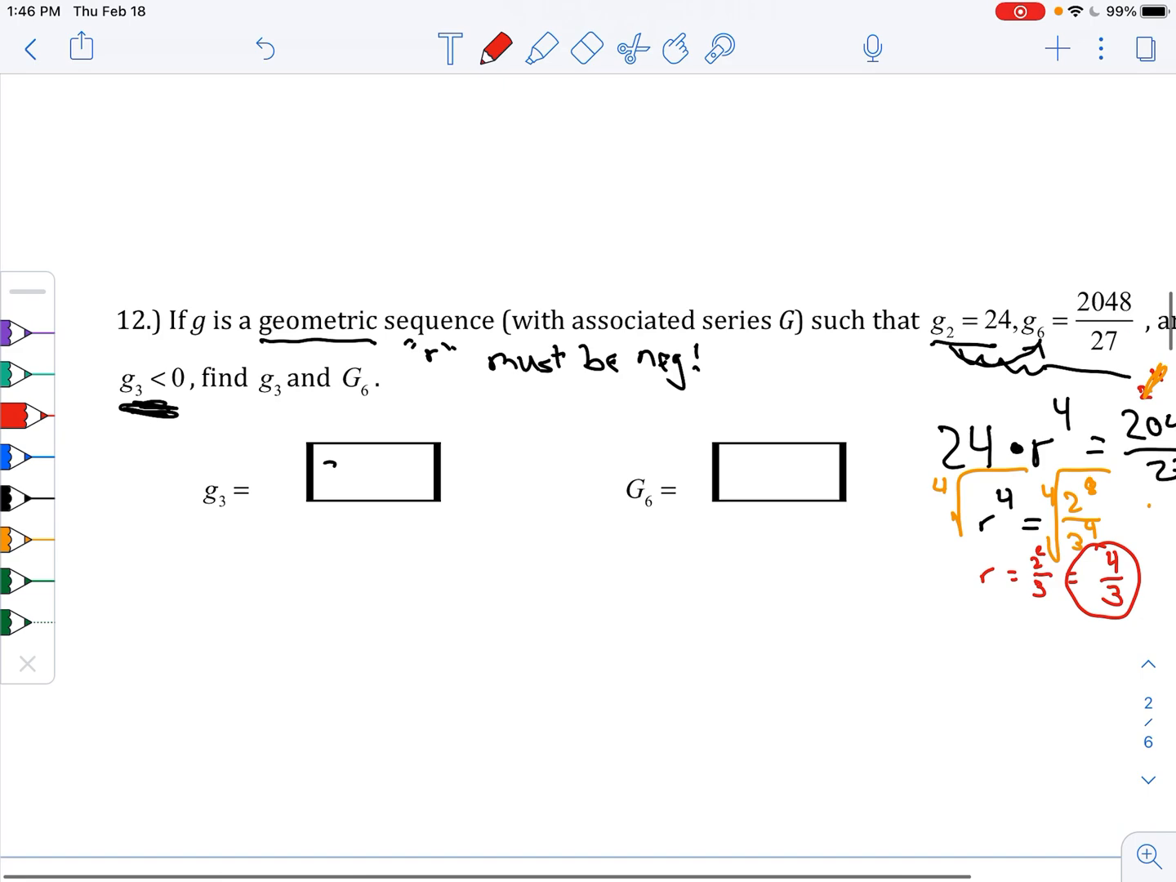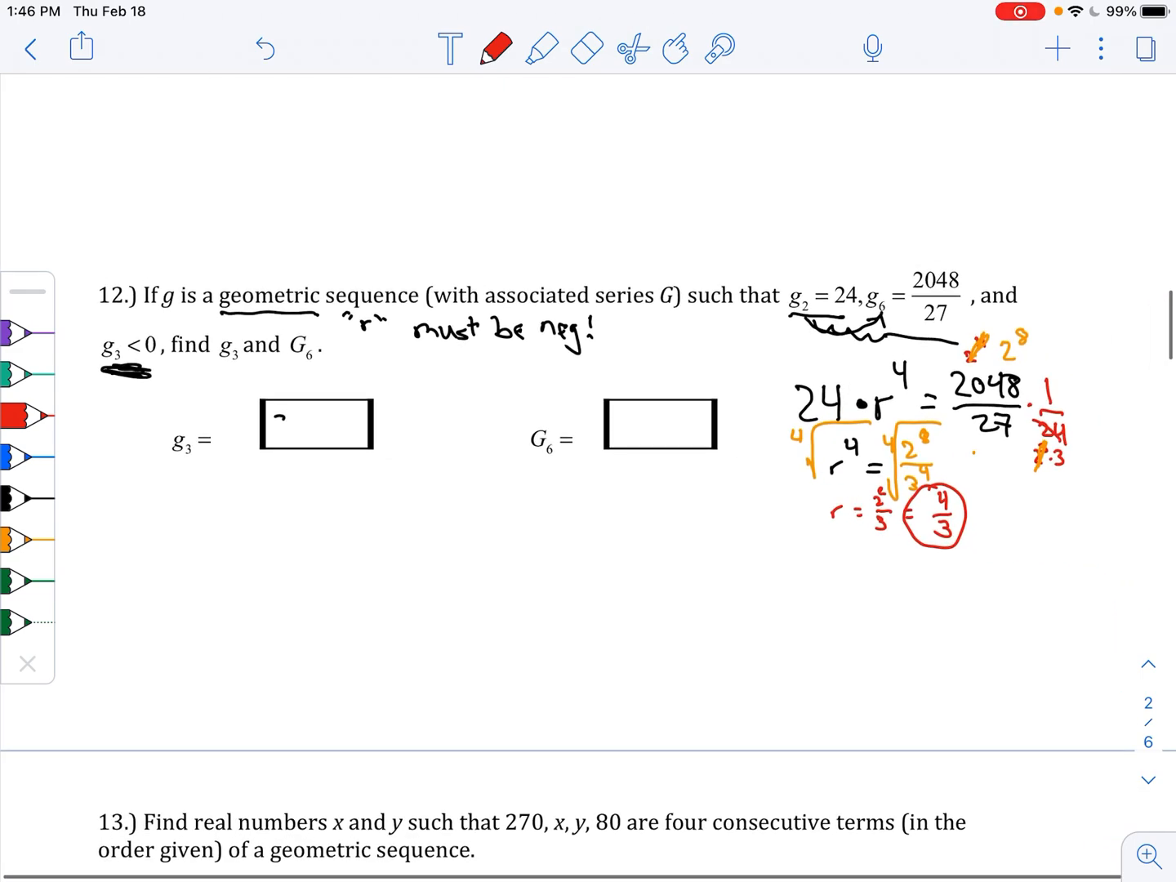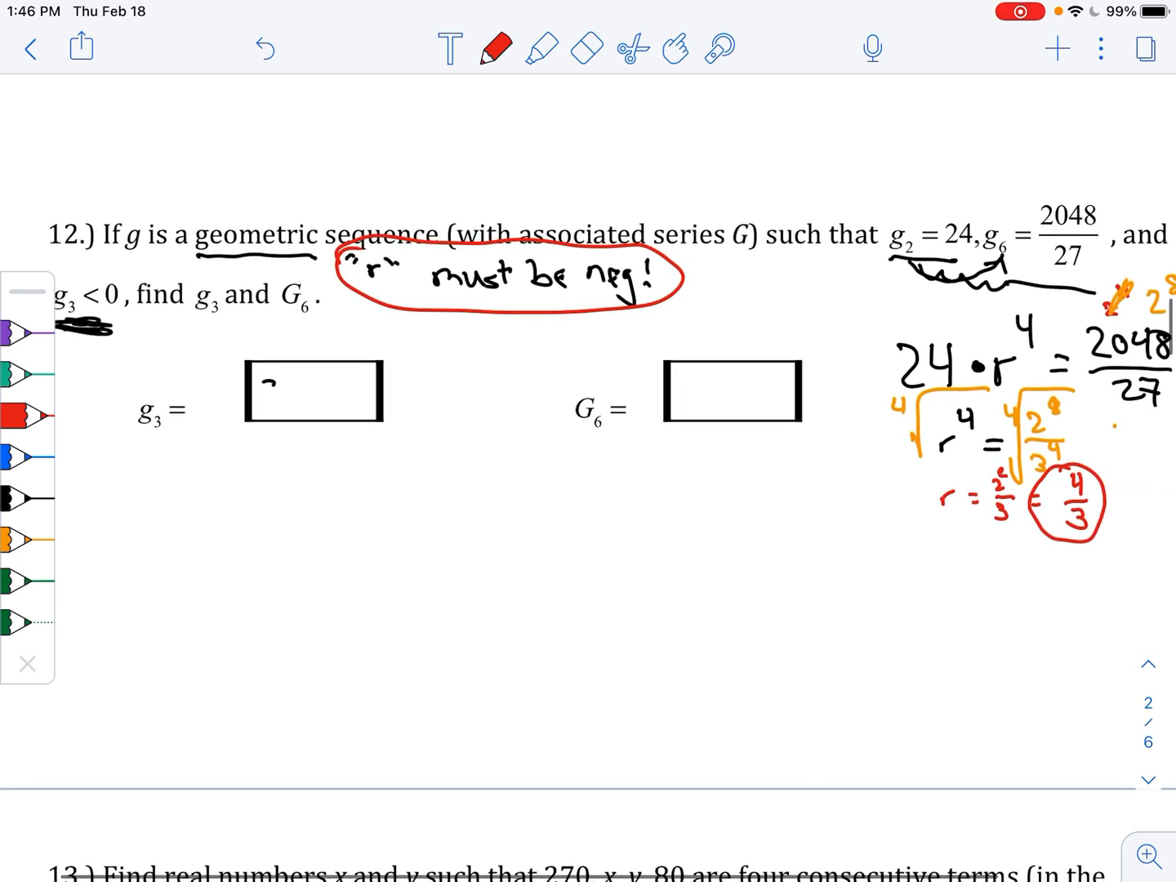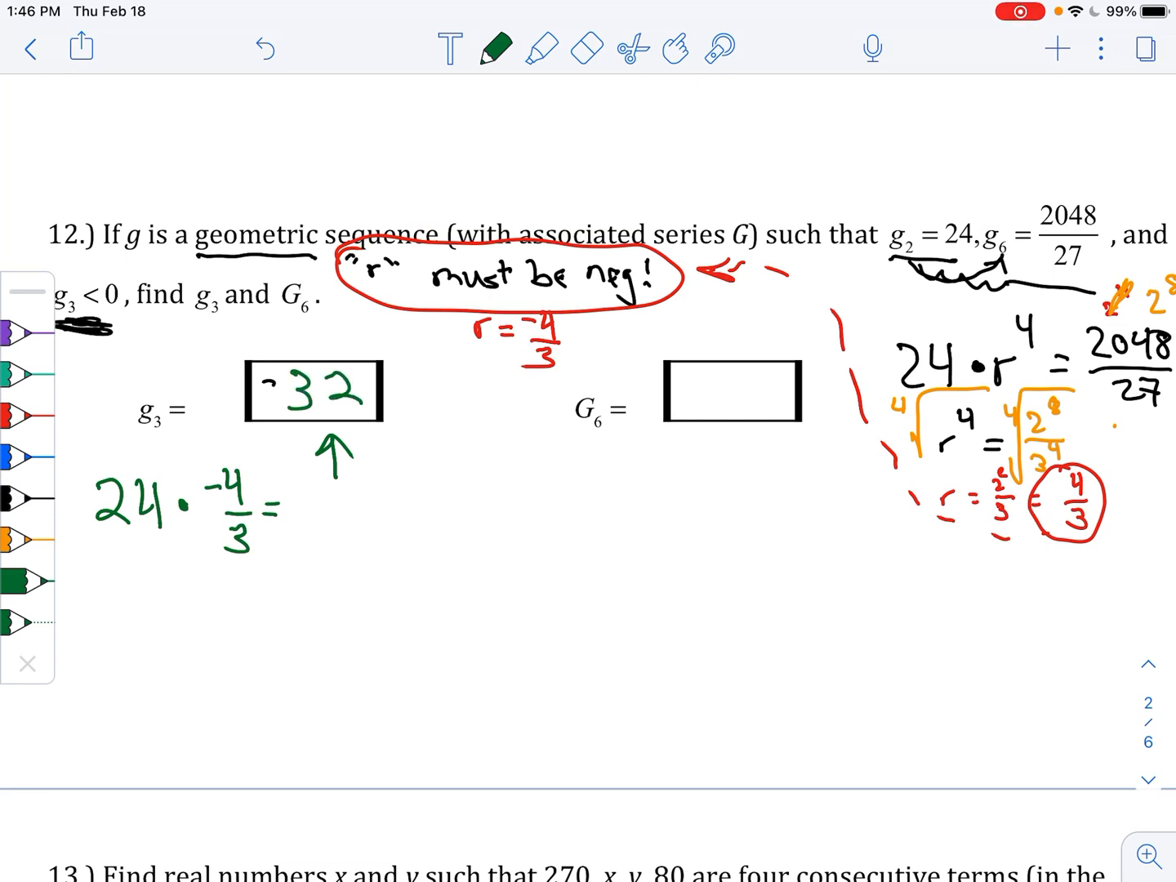But wait just a second, because given that G sub 3 was less than 0, this had to be negative. So when I've reached this conclusion, I need to say r equals negative 4/3. So I'm ready to go ahead and compute, because G sub 3 is simply going to equal 24 times negative 4/3. And that will be my answer, negative 32. Okay, so found that part.